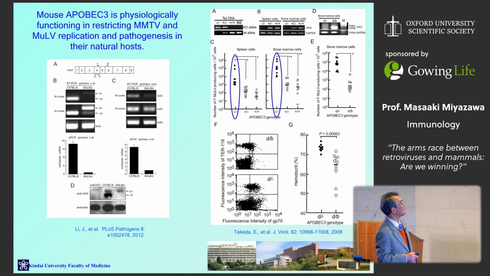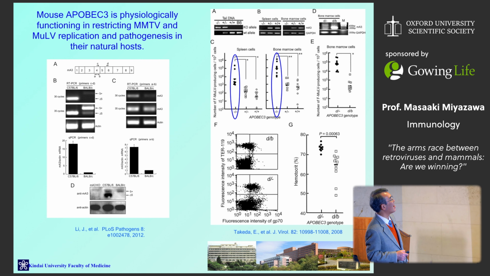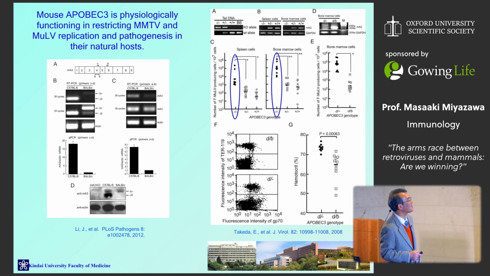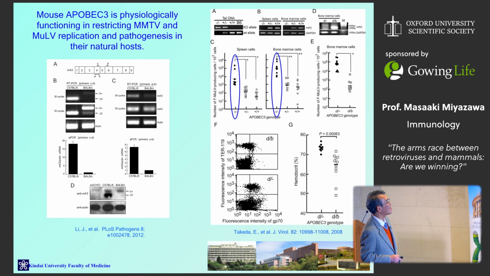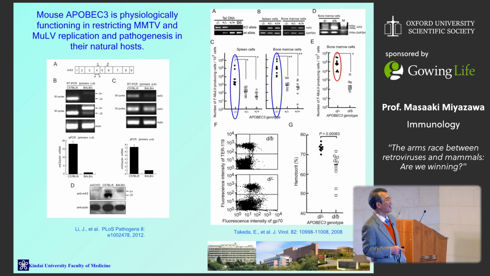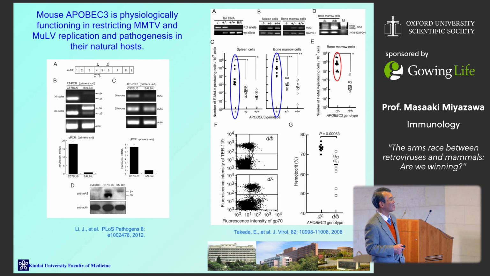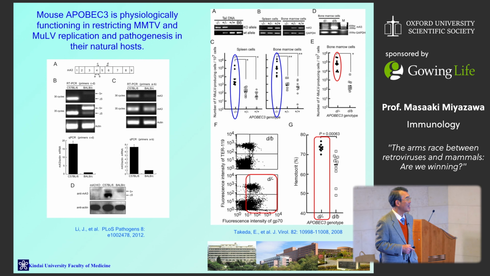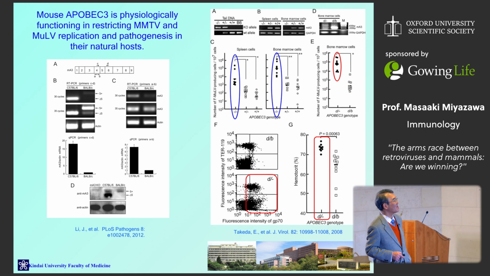And this activity of the B6-derived ApoBec3 allele cannot be substituted by the susceptible allele. Here, the knockout mice are crossed with the susceptible strain BARC, and when the resistant allele is lacking, even in the presence of the susceptible allele, we observed 100 times higher replication level of the retrovirus, Friend retrovirus, and it is associated with the development of much severer diseases.